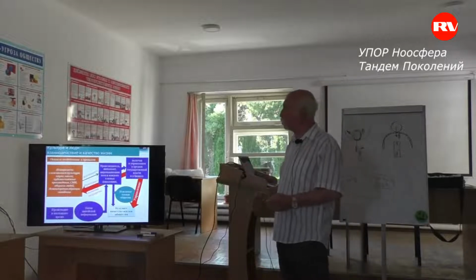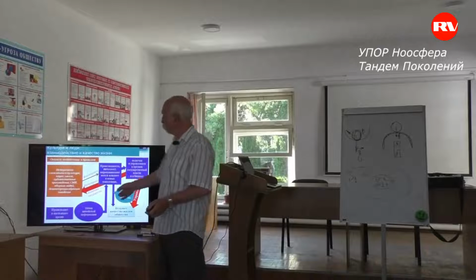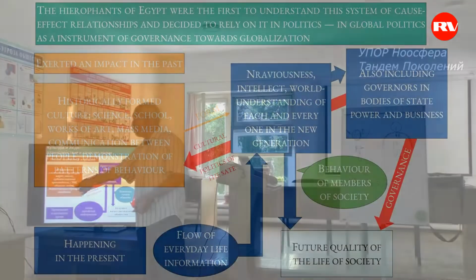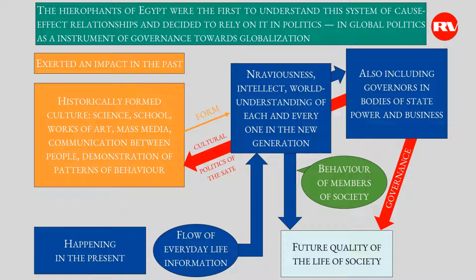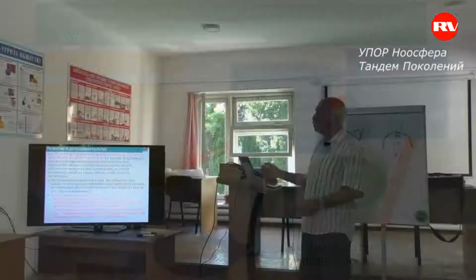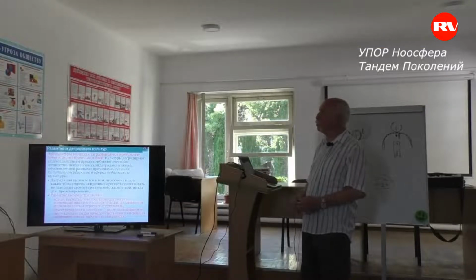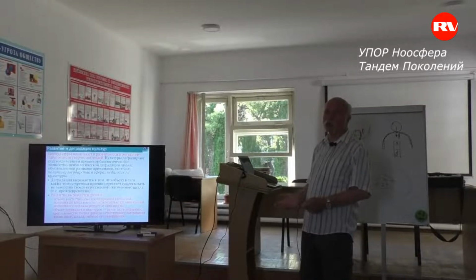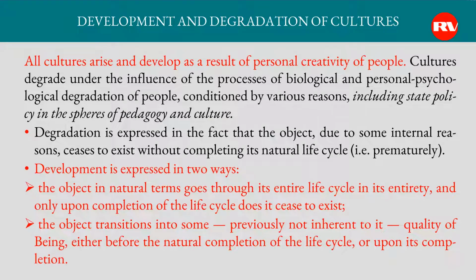Well, to all appearances, this objective law already existed, there is only an added arrow. The cultural policy of the state, which has an impact on all this, and governance, that forms the quality of life. That is, state governance, and this is the behavior of all people in society. Well, further, everything is also clear. All cultures develop as a result of the personal creativity of people. They also degrade, either as the result of creativity or as the result of biological degradation.